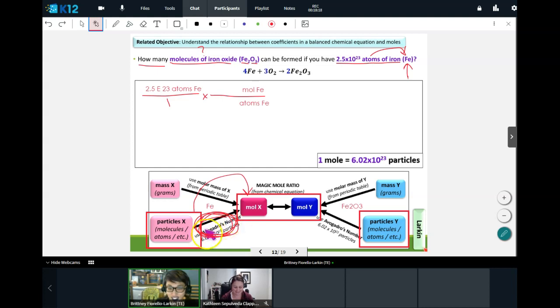Tell me in the chat. It literally says it on the board. Again, you need to know how to use this roadmap. Tell me in the chat box, whose number do we have to use to go from atoms to moles? Yeah, we have to use Avogadro's number.